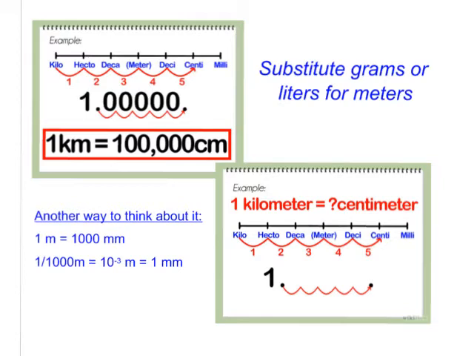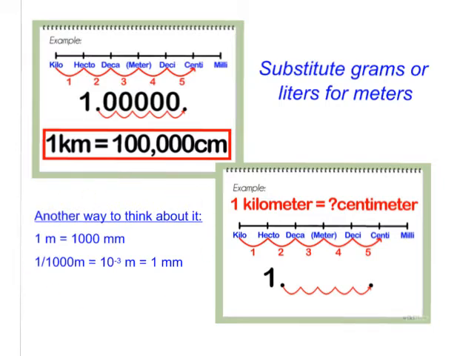So let's say we have 1 kilometer, and we'd like to know how many centimeters that is. Well, 1 kilometer is going to be 1, 2, 3, 4, 5 decimal places moved. If we move the decimal place 5 places to the right, 1 kilometer shows that we have 100,000 centimeters. We can, of course, substitute grams or liters for those meters as well.